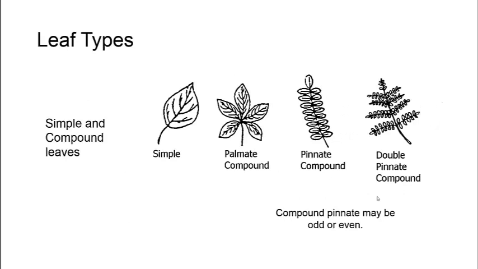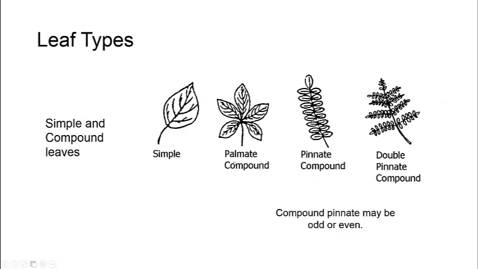So as far as identification of different types of leaves and using identification features like this to identify plants, there are a number of different things that we look at. One of the first things we look at is whether or not the leaf is simple or compound. Simple leaves have just one main blade and a petiole. The blade is not divided.